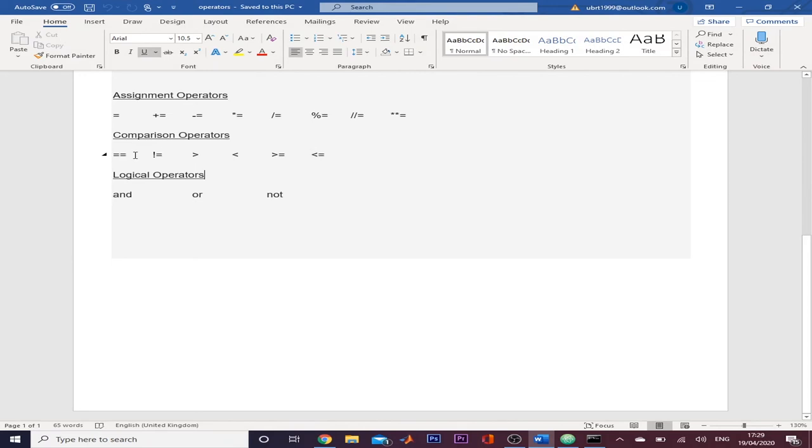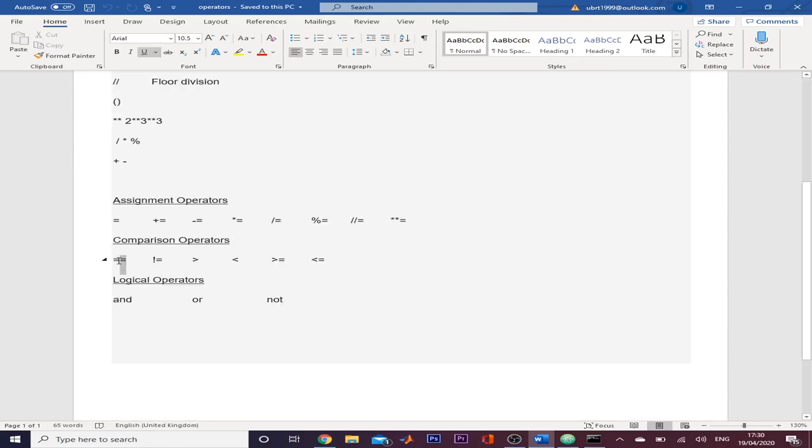These comparison operators are used to compare two values, and on the basis of their comparison they will give us a result in true or false. So the first sign is double equal, which is used when we are comparing two values that are equal, and if they are equal it will give us a true. And the next is not equal. If the two values are not equal then it will give us a true value.